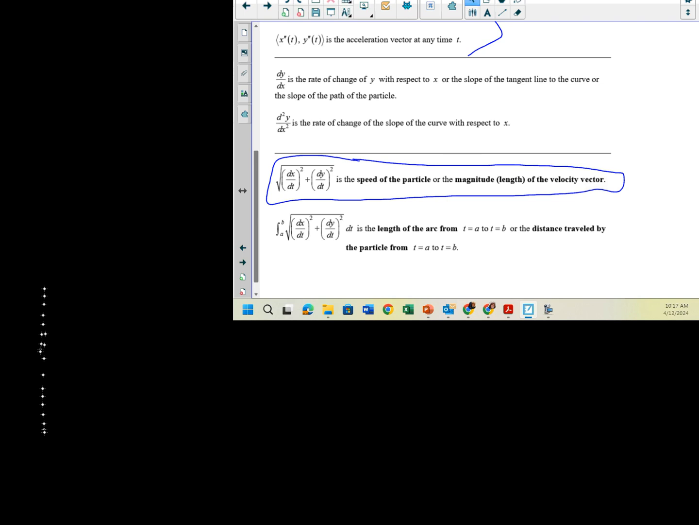Arc length looks pretty similar in everything that we've done. All of them have a square root, all of them have a derivative squared, and all of them have something else added to it.